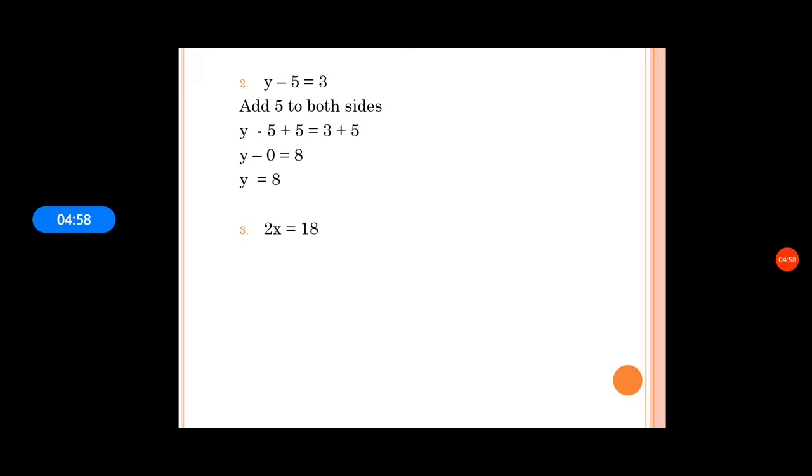You can see that this one is not addition and not subtraction. What we are having is that the relationship between the constant and the variable is multiplication. So what we need to do here to cancel out the multiplication is to divide by 2. We are going to divide both sides by 2. So we have 2x over 2 equals 18 over 2. So 2 cancels 2. 18 divided by 2, we have 9. So our x equals 9.